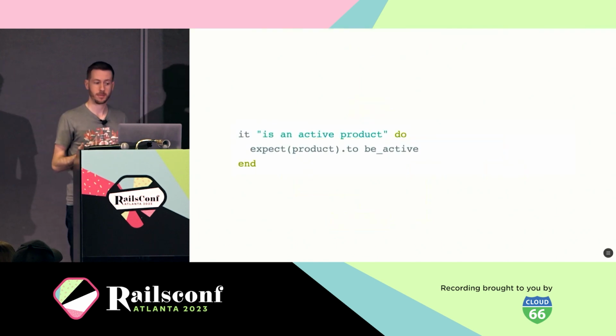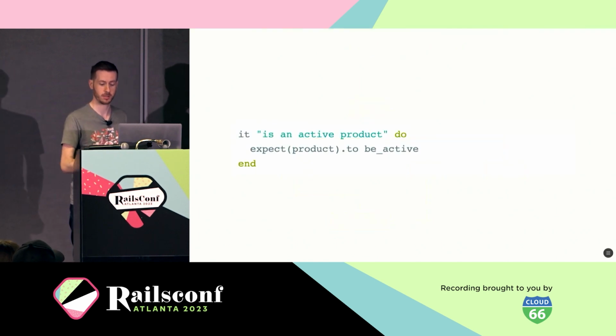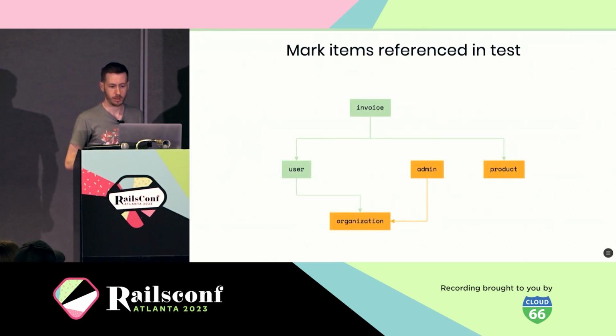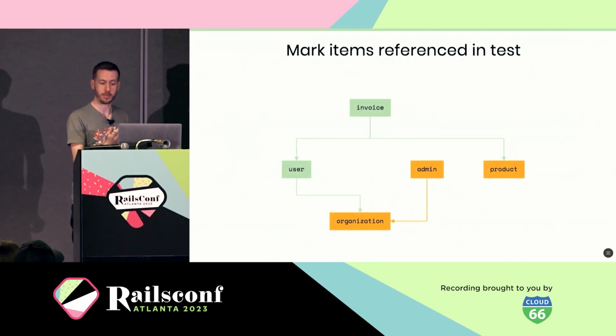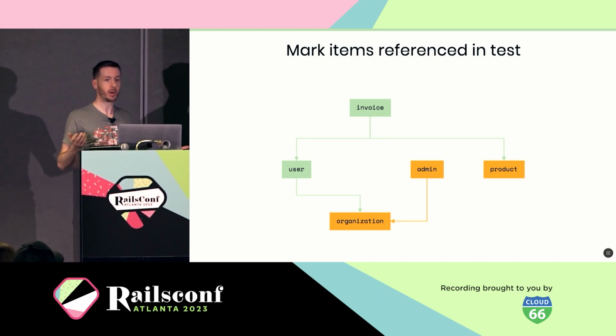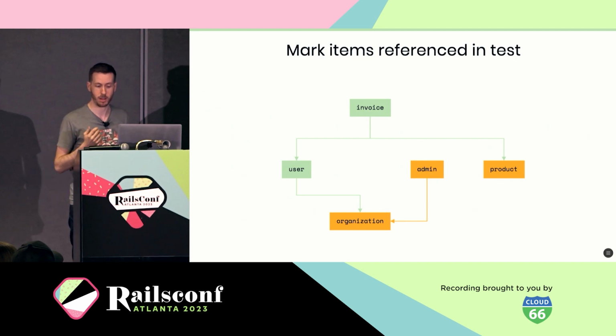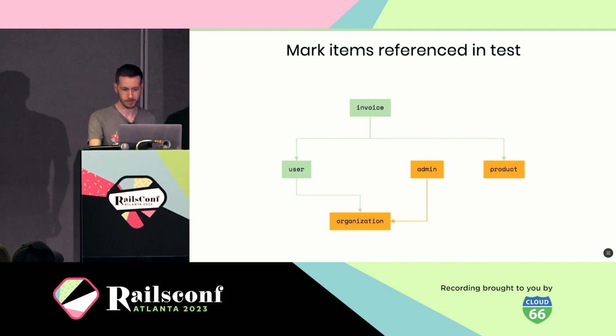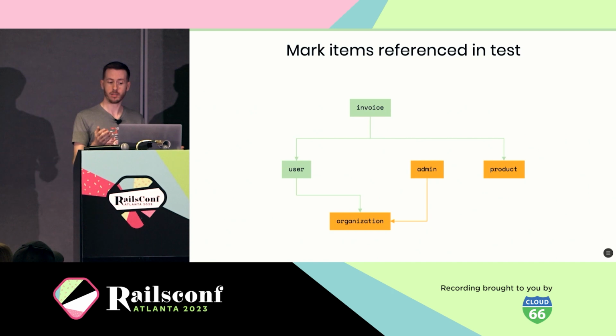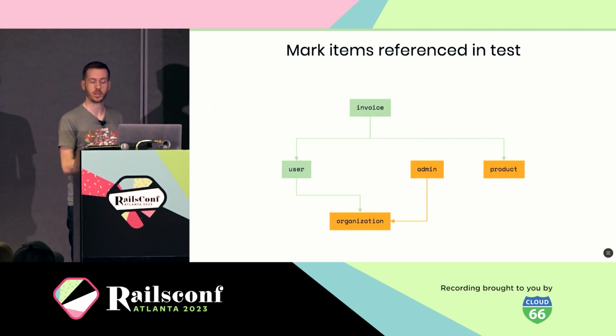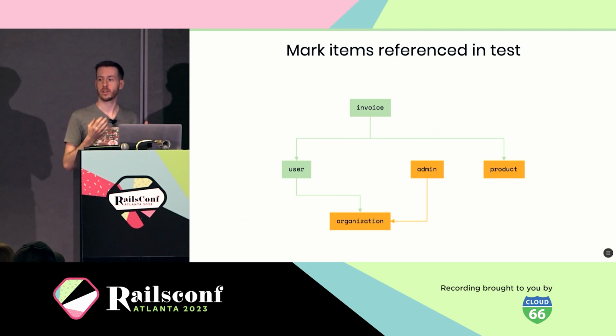What about the other test? This one references product. So again, we have our base state with the admin and the organization, and then we shade product on here. We try to follow the arrows downstream, and there are none. Product does not depend on anything. So in this test, only the product, the admin, and the organization end up getting evaluated. The invoice and the user are lazy, they don't get invoked, and so that work does not happen.